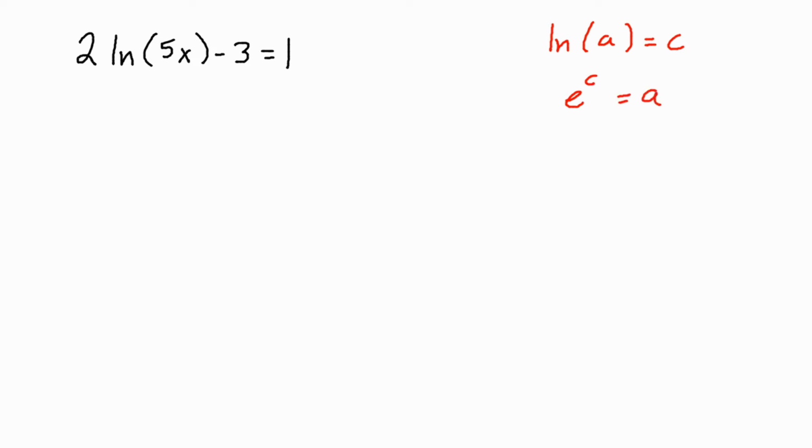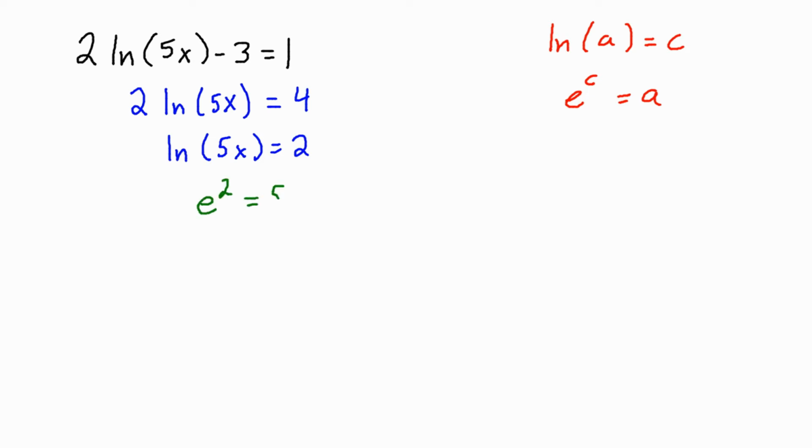Our first step is to isolate the natural log of 5x. I can do that by adding 3 to both sides, leaving me with 2 times the natural log of 5x equal to 4. Then dividing both sides by 2, the natural log of 5x equals 2. Now we're ready to rewrite it in the exponential form. So I have e to the 2nd power equals 5x. Dividing both sides by 5, I have e squared divided by 5 equals x.